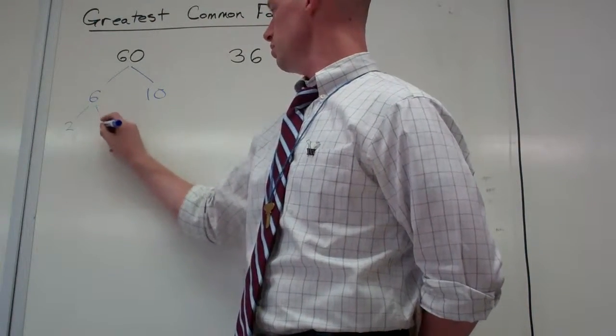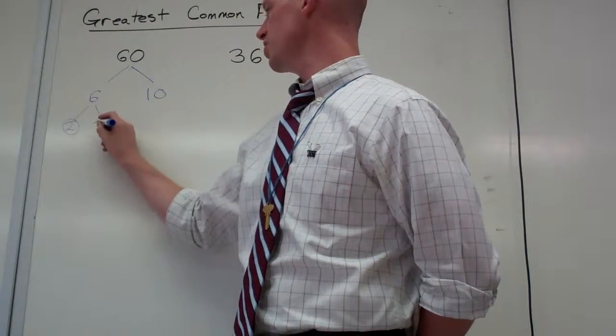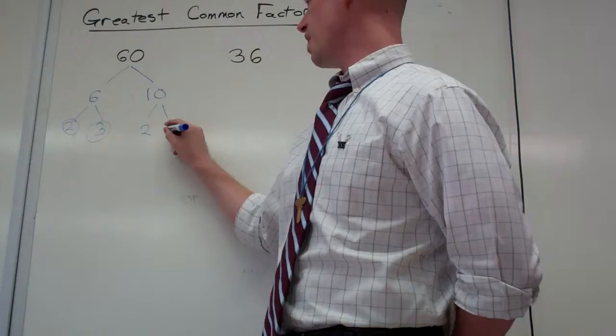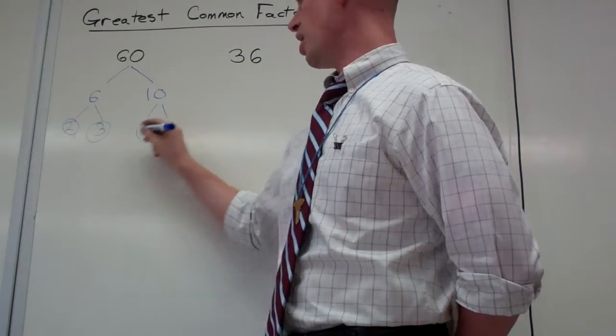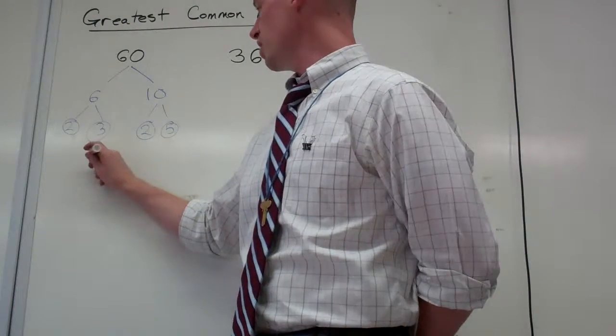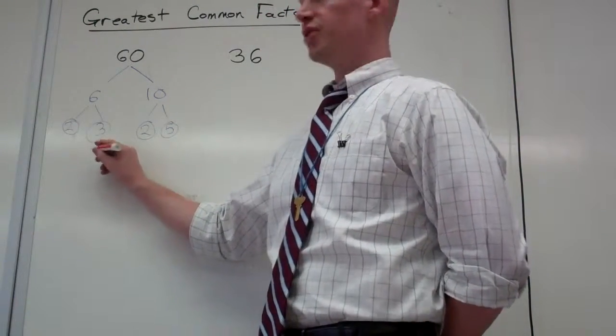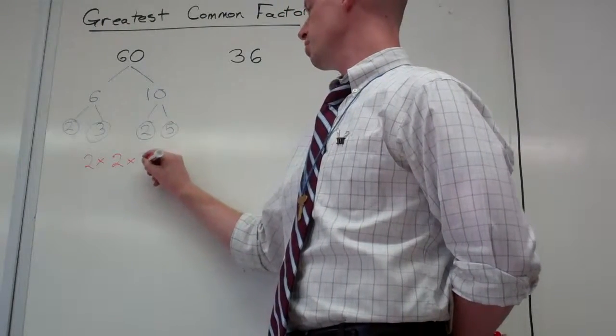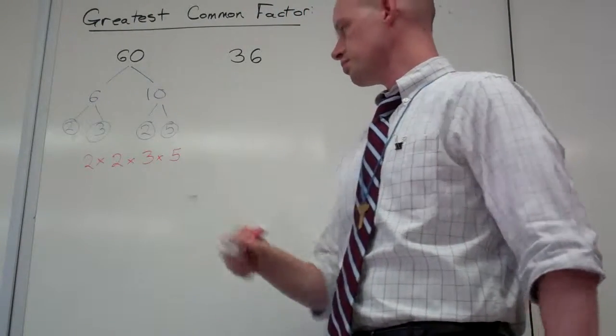6 becomes 2 and 3. I circle my 2 and my 3 because they're prime. And my 10 becomes 2 times 5. And I circle them because they're prime. I'm also going to list those factors out now, just like I would if this was a prime factorization problem. I'm going to go 2 times 2 times 3 times 5.